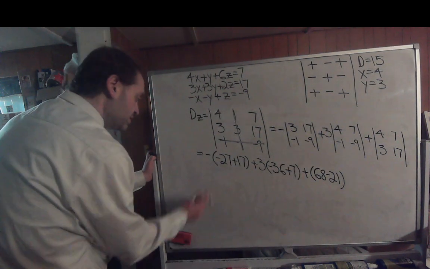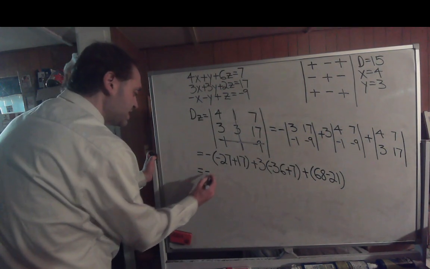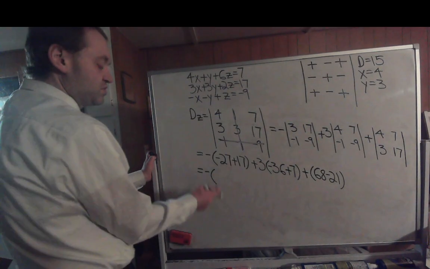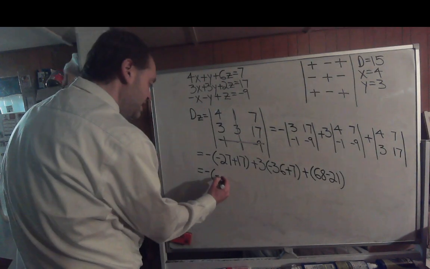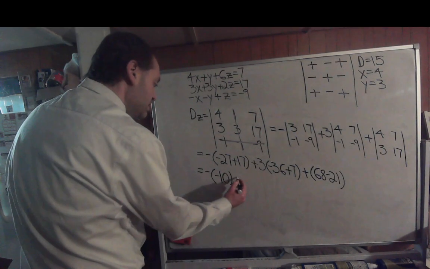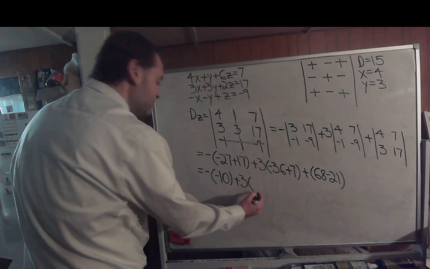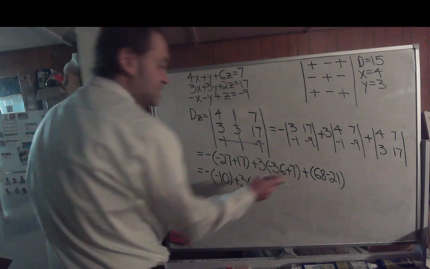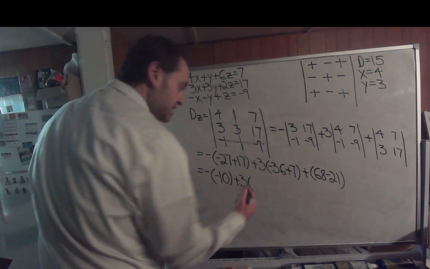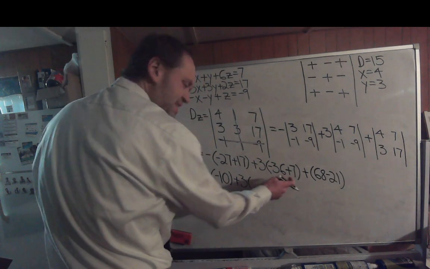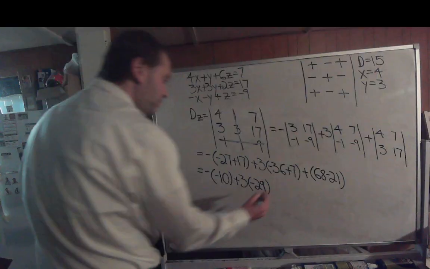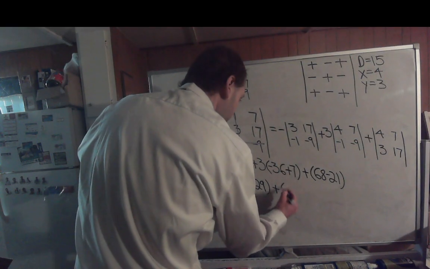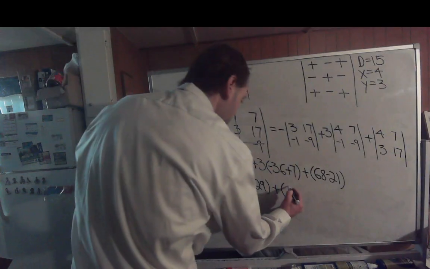So there's your determinants. Now let's work inside the parentheses. Negative of your first one, so that's negative 27 plus 17. That would be negative 10. Plus 3 times your second set of parentheses. Negative 36 plus 7 is going to be negative 29. Plus your final parentheses, 68 minus 21 is 47.